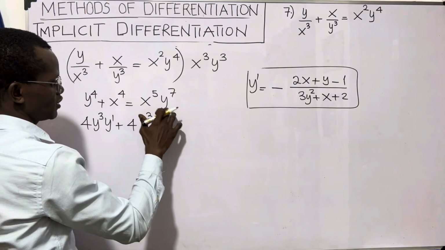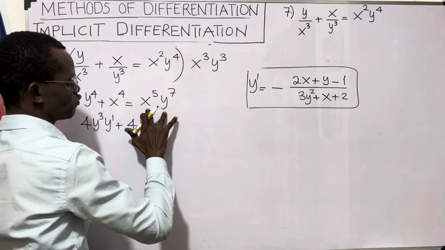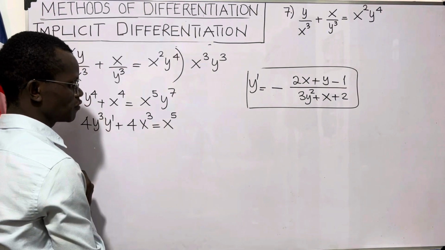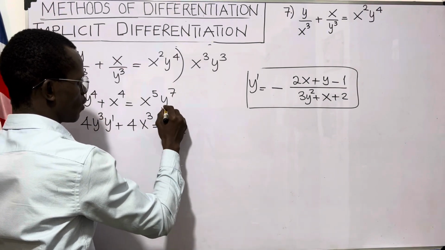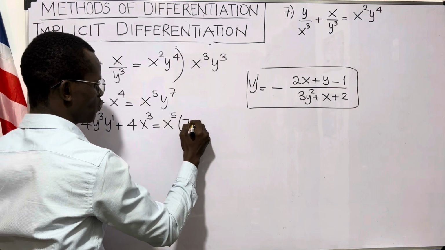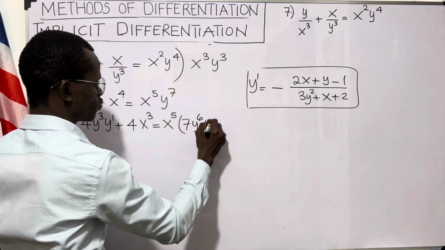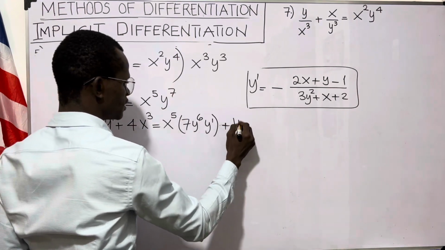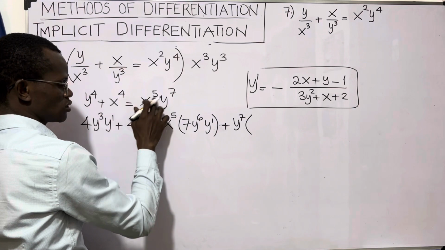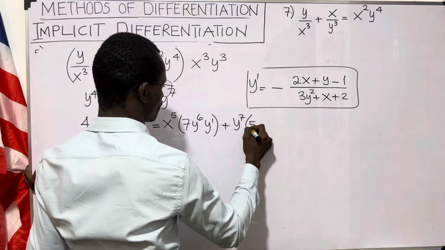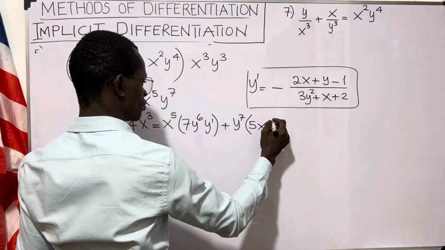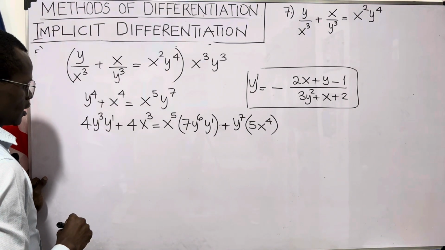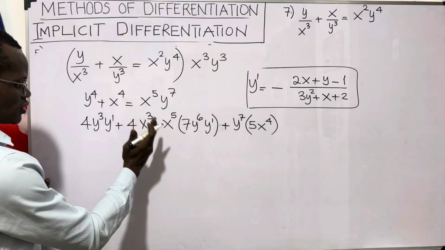Equals, for this area, we must apply the product rule because we have two variables being multiplied. So we hold the first variable, which is x to the 5th, and we differentiate y to the 7th, which is 7y to the 6th power times y prime, plus we hold y to the 7th, and we differentiate x to the 5th. We get 5x to the 4th.